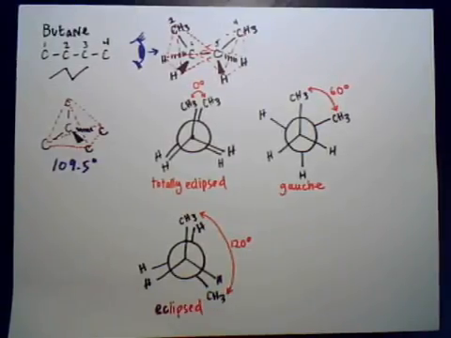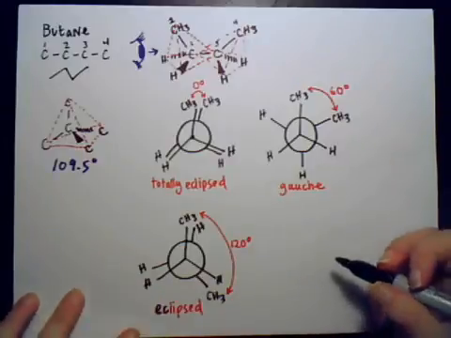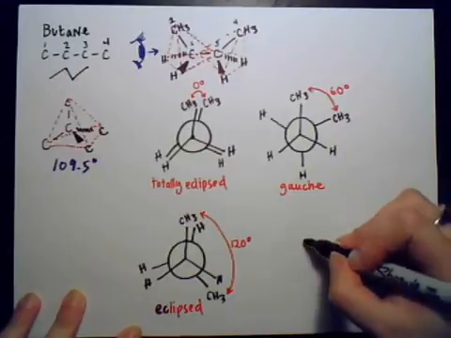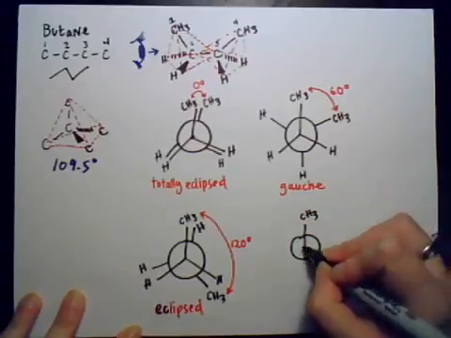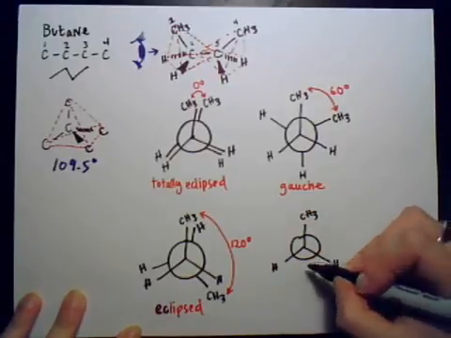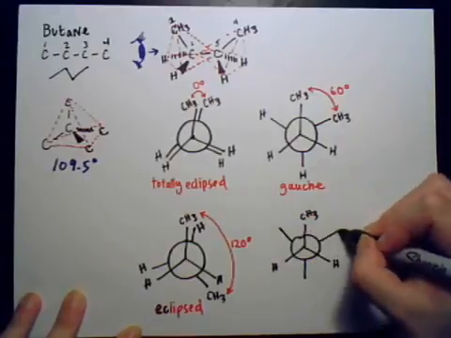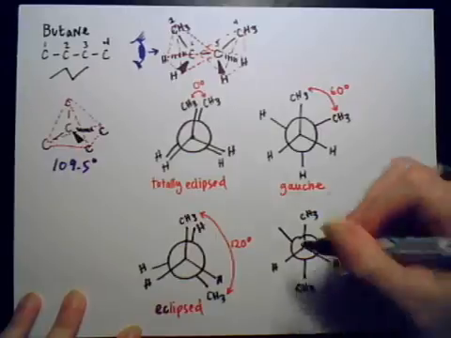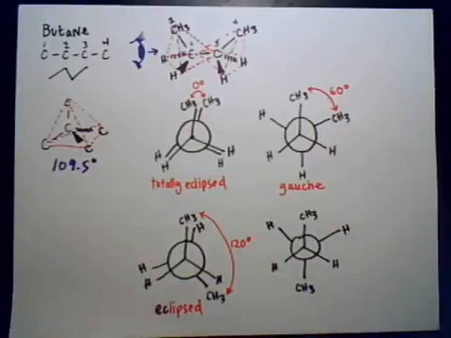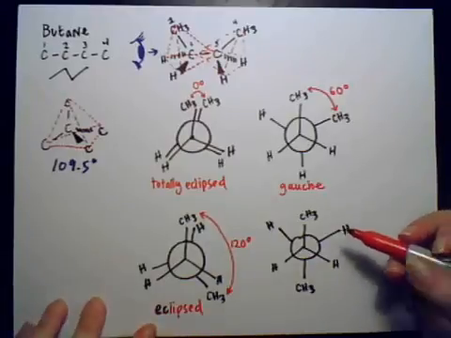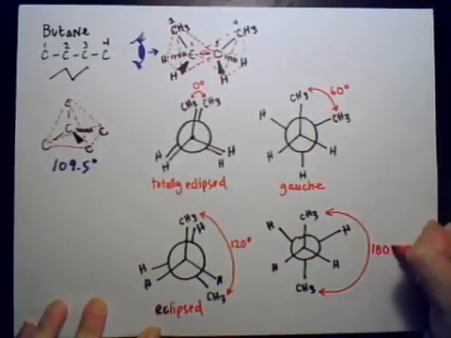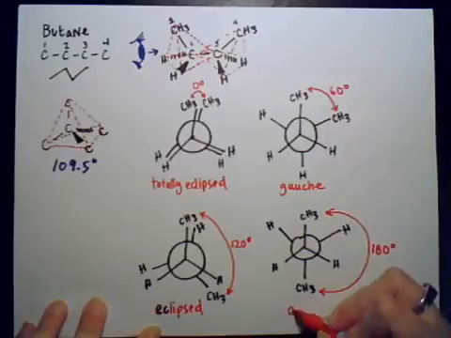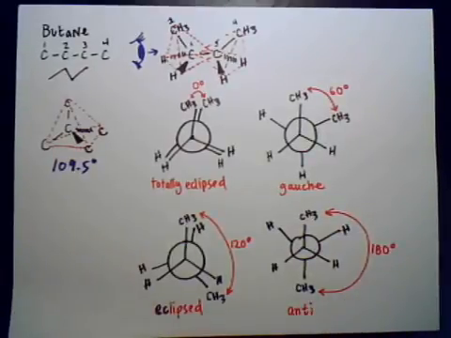And then finally, if we rotate it one more time, another 60 degrees. Again, keeping the front the same. And then we rotate it another 60 degrees. It's going to look like this. CH3, H, and H. We can see that now it has rotated 180 degrees from the start. And this is called anti. So when those two original groups are 180 degrees from each other, that's called anti.